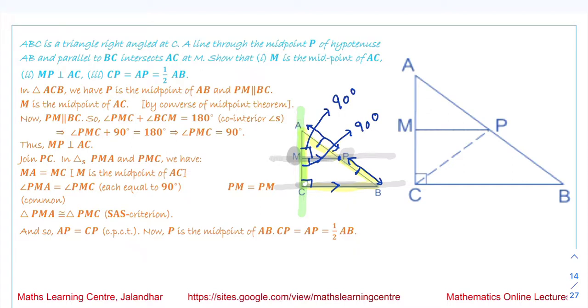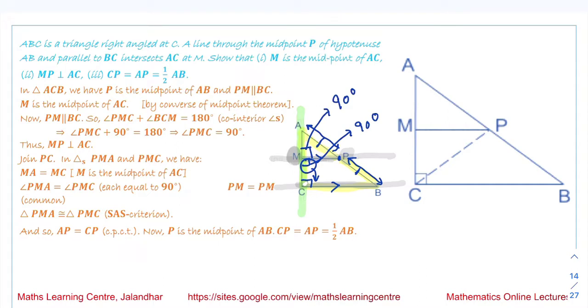Why these angles? These are co-interior angles. We are talking about this angle over here. Why is this angle PMC 90 degrees? Because it is co-interior to BCM. So we get these two angles. This PM is perpendicular to AC.